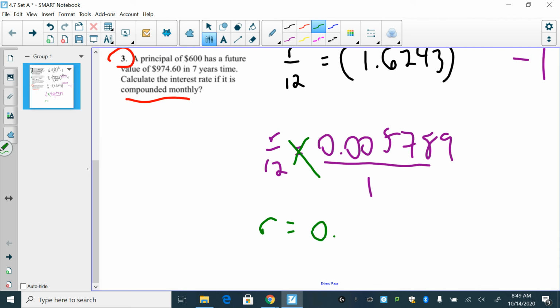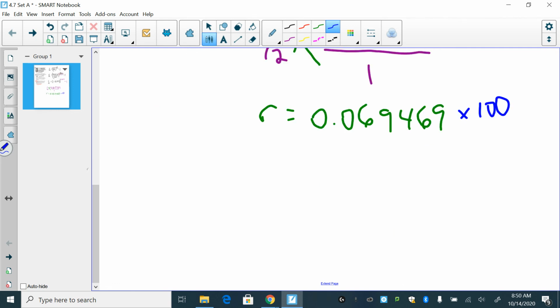So I've got 0.069469. Now remember, I want the percentage, so I'm going to multiply by 100. So times 100. And then now as a percent, two decimal places is fine. So I've got 6 point, now this rounds on my calculator, 95%. And I'm done.